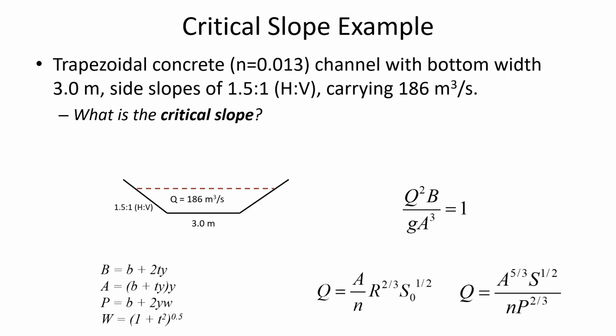So we've got a trapezoidal concrete channel. The fact that it's concrete defines the n value that goes into Manning's equation. The bottom width is 3 meters. It's got side slopes of 1.5 to 1. So the 1.5 is the horizontal component, and the 1 is the vertical. So that just basically means that T is 1.5. And the flow rate is 186 cubic meters per second. So we know Q. We didn't yet solve for the depth.